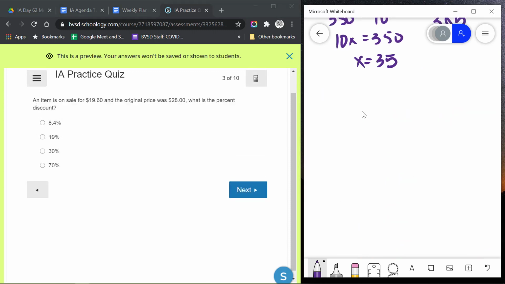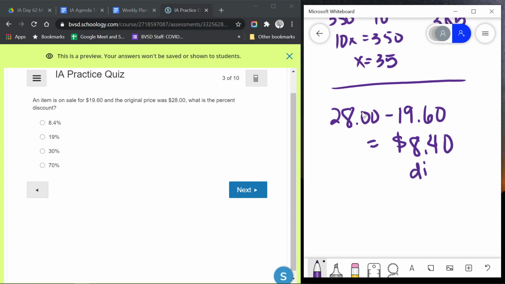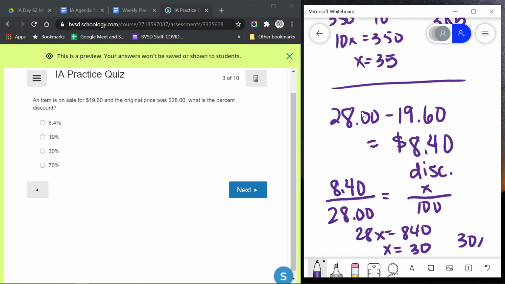Okay, the item is on sale for $19.60, and it originally cost $28. So if I do 28 minus my $19.60, I've got $8.40 of a discount. If I want to know what percent that is, I want to make sure that I get the original on the bottom of the fraction in the denominator to figure out what percent that is. So the original price was 28, and then this discount is $8.40. So again, you can cross multiply. You could also just divide and change the decimal into a percent. Either way, you should get 30%.